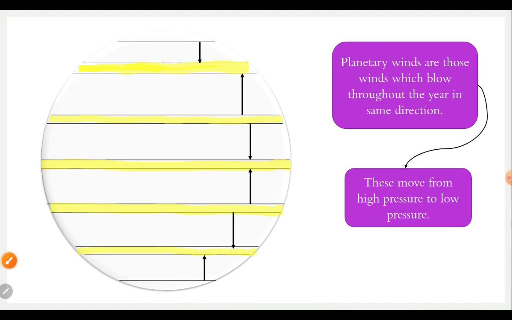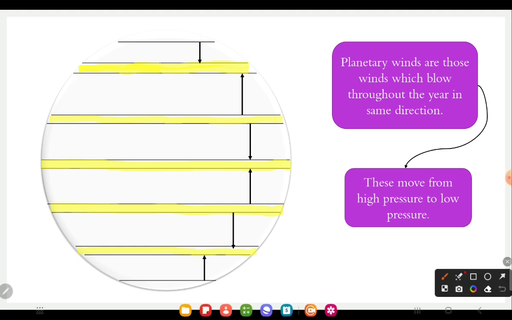Now we know about the pressure belts of the earth, and we know all their names. Now let's see the planetary winds. Planetary winds are those winds which blow throughout the year in the same direction. If they move from east to west, throughout the year they will move from east to west only, and these move from high pressure to low pressure.